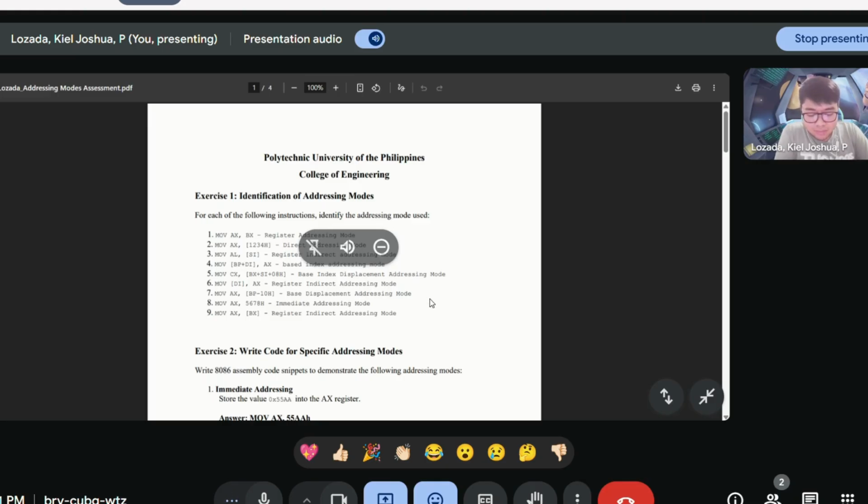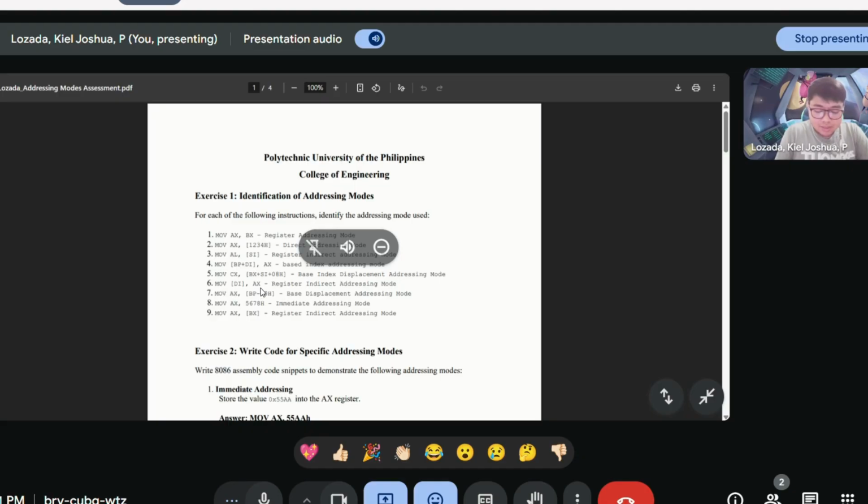So for number 4, MOV [BP+DI], AX. It's an example of base index addressing mode because it uses BP base plus DI index, which are then added for the memory address. Then for number 5, MOV CX, [BX+SI+0FH]. It's an example of base index displacement addressing mode because it uses BX plus SI plus an 8-bit displacement, the 0FH, where the operand's offset is computed by adding the base register contents.